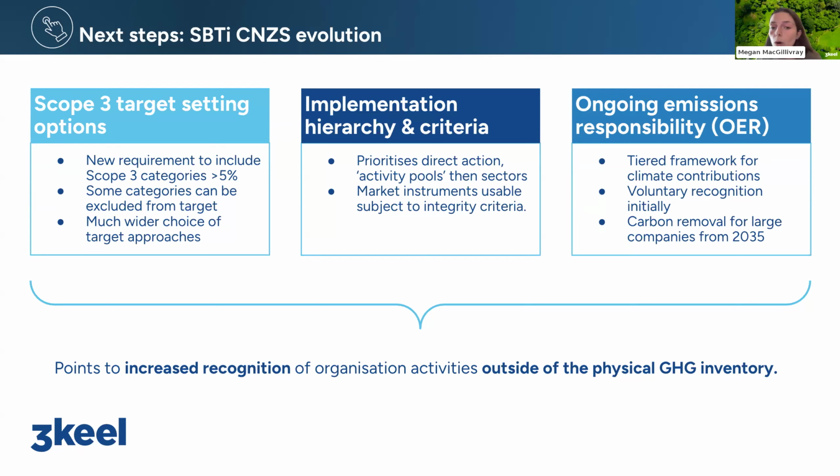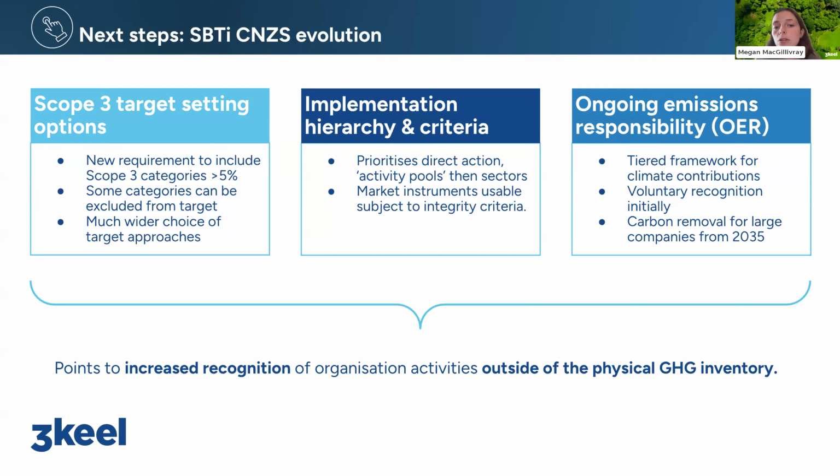But there's also a much wider choice of targets that you could apply. So you still have your typical absolute reduction activity target, but now you could also prove progress using supplier alignment targets or category-specific targets. So let's dig into that a little bit more. Under the first version of SBTi, the only actions that were recognised as progress against your target were called activity level actions. So that's actions that directly target a company's emissions or activities that cause emissions.